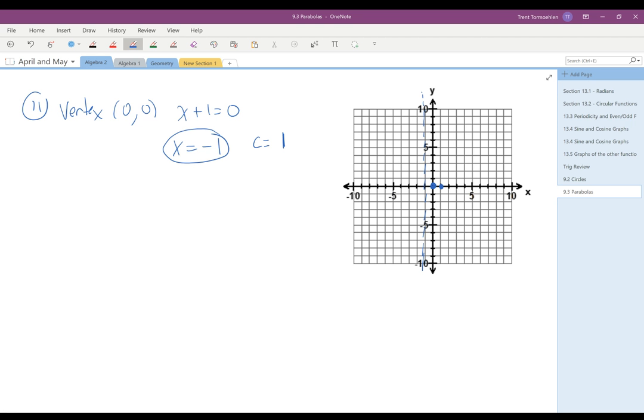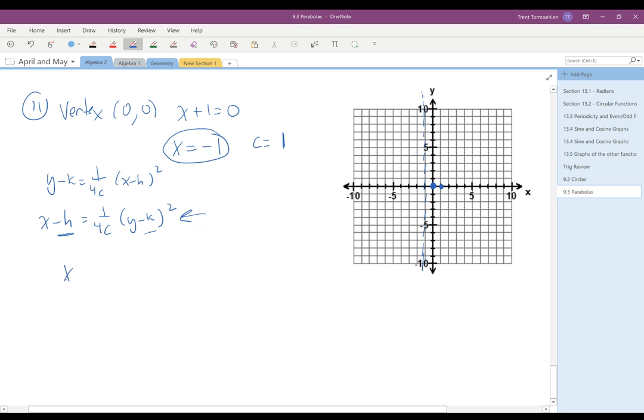vertex. So when we think about our vertex form of a parabola, we either have to use this, y minus k equals 1 over 4c times x minus h squared, or x minus h equals 1 over 4c times y minus k squared. Those are our vertex forms of a parabola. And because it opens left to right, we're going to use this version. And so this one's pretty easy because our h and our k are just 0.